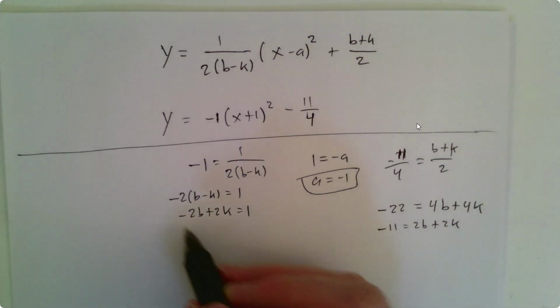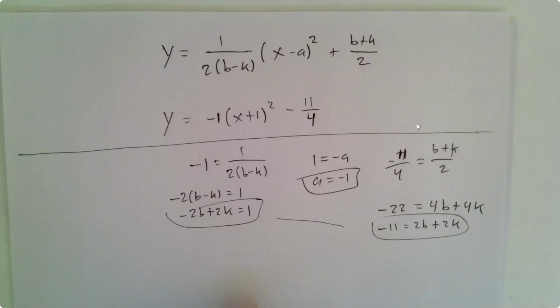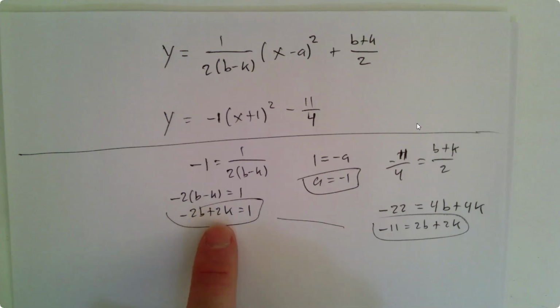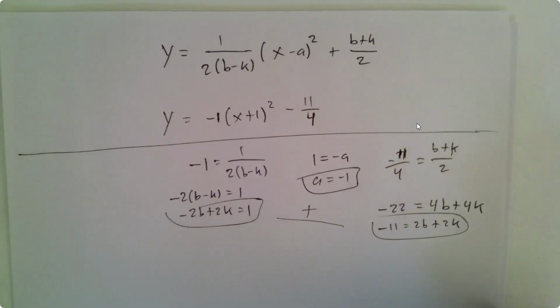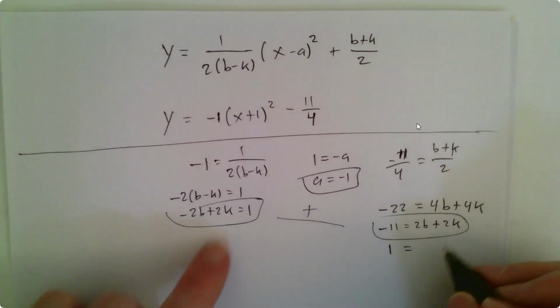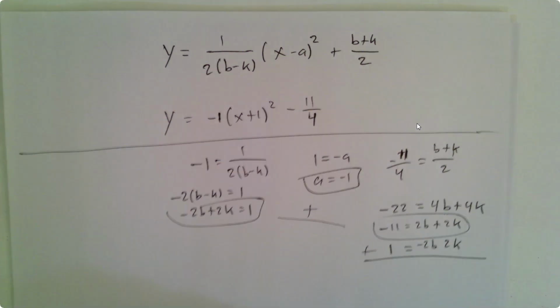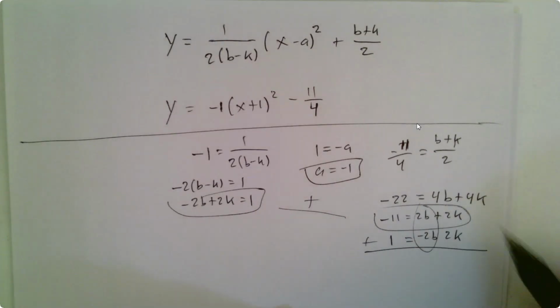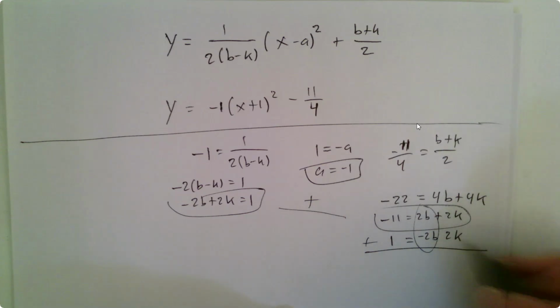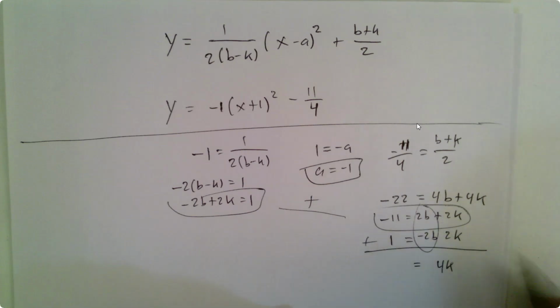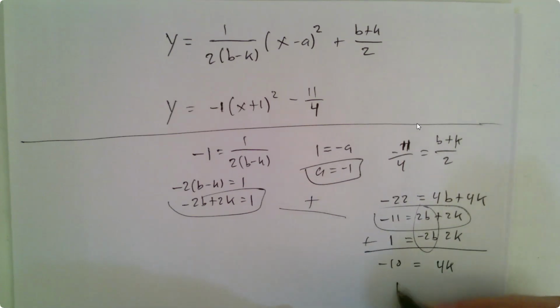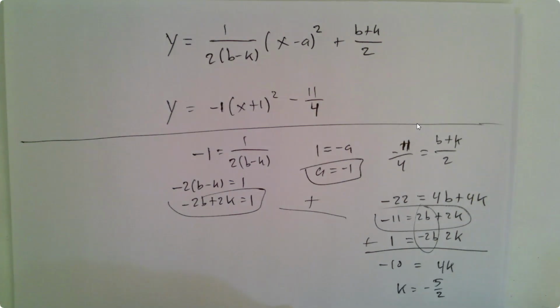So here I've got a 2b plus 2k, and here I've got a minus 2b and a 2k. So what if I add these together? Let me write them stacked one on top of each other. So here I've got 1, and then the 2k, and then this is -2b. Okay, so let's add that way. So here the 2b and -2b add to be 0. These add to be 4k, and then this adds to be -10, which gives me that k is -10 fourths, which is the same thing as -5 halves.